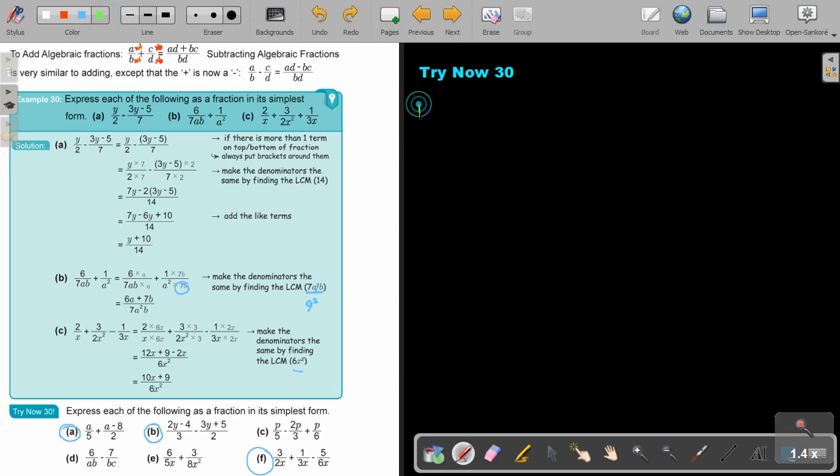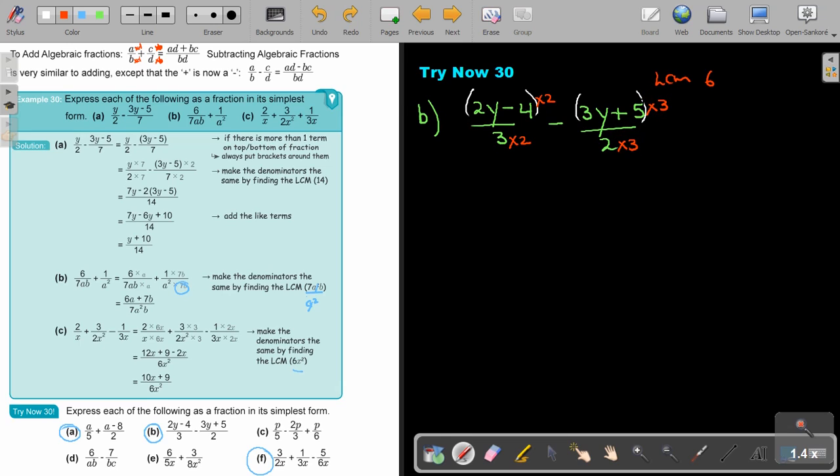So let's look at number B. So this is 2y minus 4 over 3 minus 3y plus 5 over 2. Again, don't forget, put brackets, always. And then what is your LCM? My LCM will be 6. 6 divided by 3, so I multiply 2. 6 divided by 2, I multiply 3. And then put that in front of the bracket.